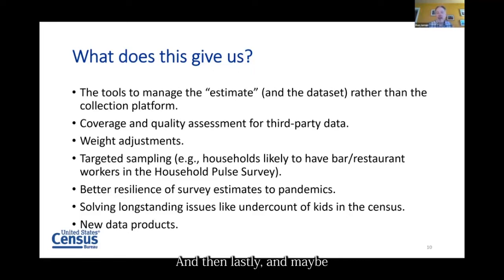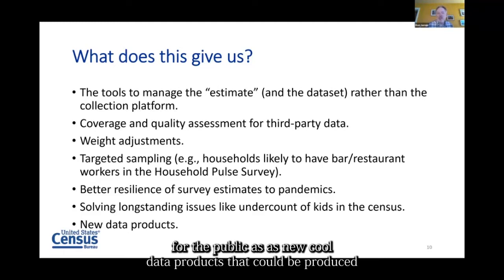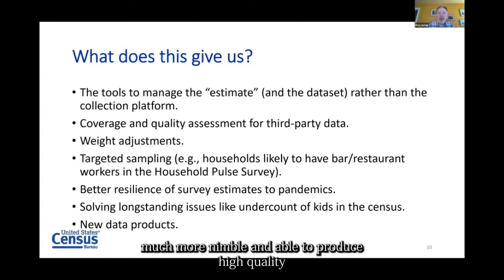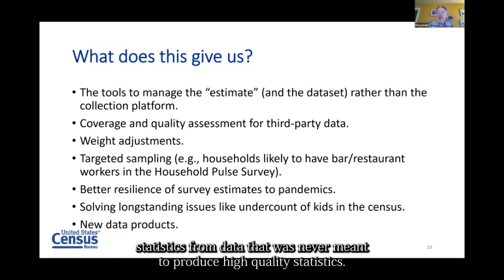And then last and maybe most important for the public is new cool data products that could be produced by having this infrastructure in place that allows us to be much more flexible, much more nimble, and able to produce high quality statistics from data that was never meant to produce high quality statistics.